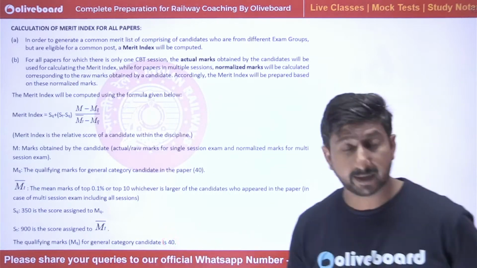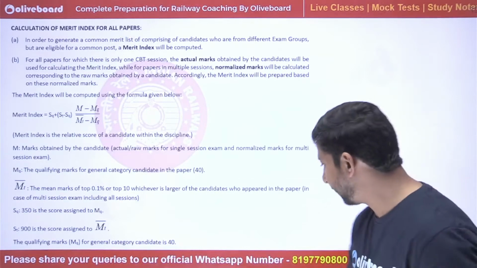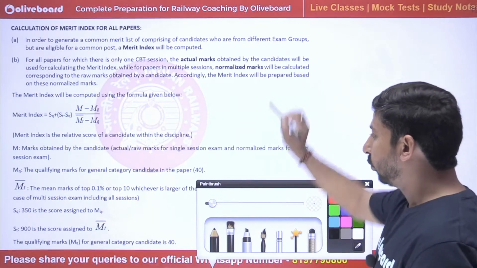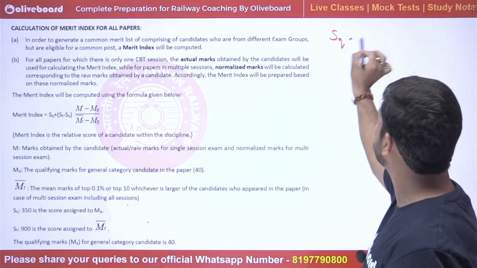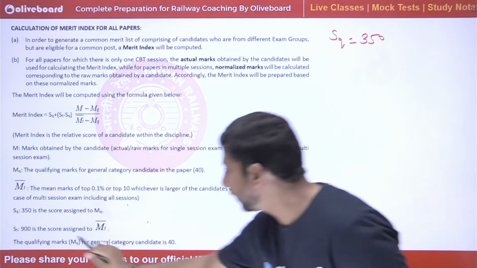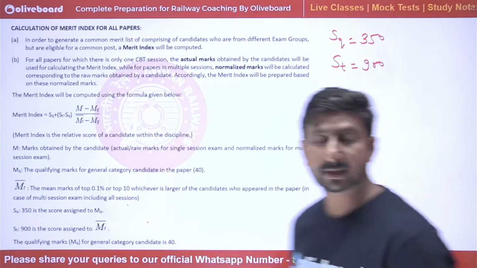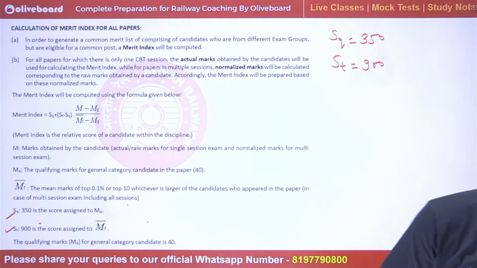For example, let's calculate it with an example. Let's suppose the value assigned to SQ is 350 and the value assigned to ST is 900. This is clearly mentioned. Getting or not?